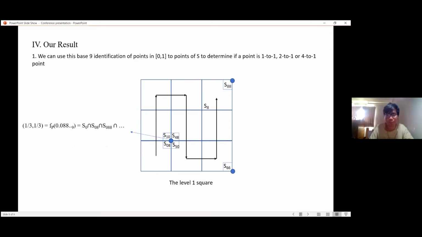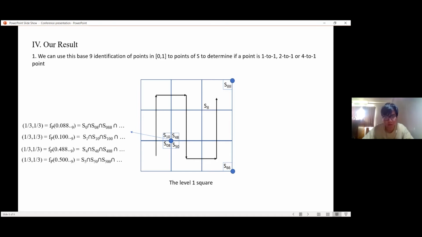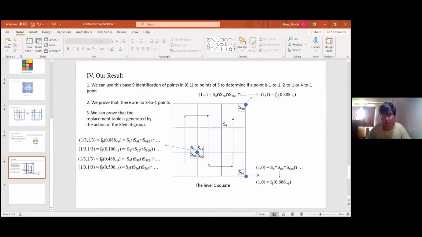And you could say, now you need to explain this, that the point 1/3, which is that blue dot, is in the S08 square, and it is the terminal corner of that, the exiting corner. And so it is f sub p of 0.08888 because it's equal to S0 intersect S08 intersect ... Now do the next one and say it's also in, I would just do one more here. Okay, you could say it's also in the S10 square.